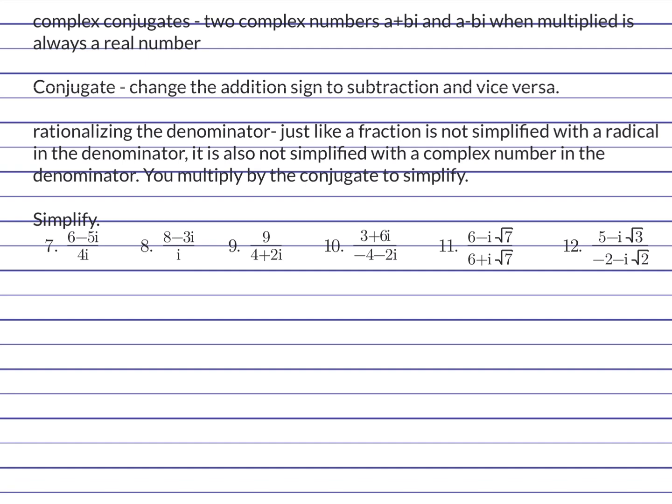Let me talk about a couple of examples. So if you have 5 minus 2i, the conjugate of 5 minus 2i is 5 plus 2i. You are simply changing the sign here. So the conjugate of 5 minus 2i is 5 plus 2i. I'm going to draw an arrow and write that.